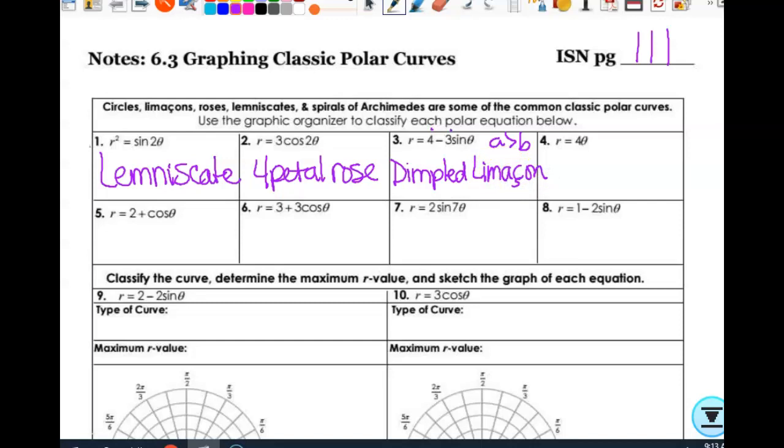All right, and then r equals 4 theta. I don't have any sine or cosine in that, so what is this? Spiral of Archimedes, yes.